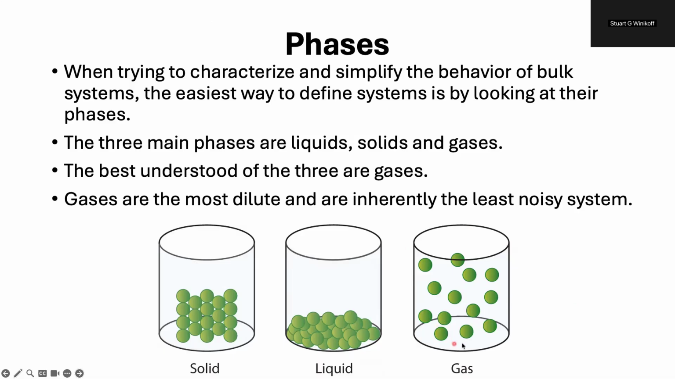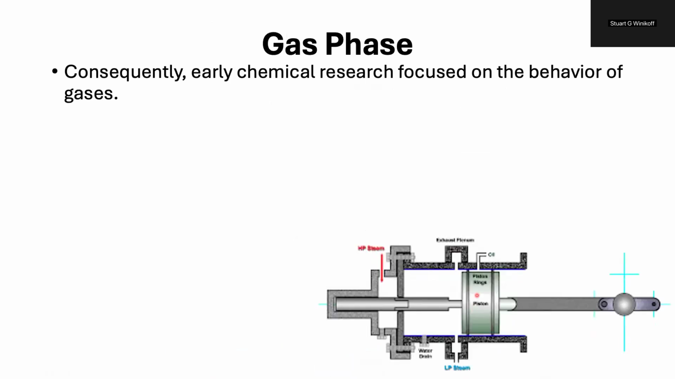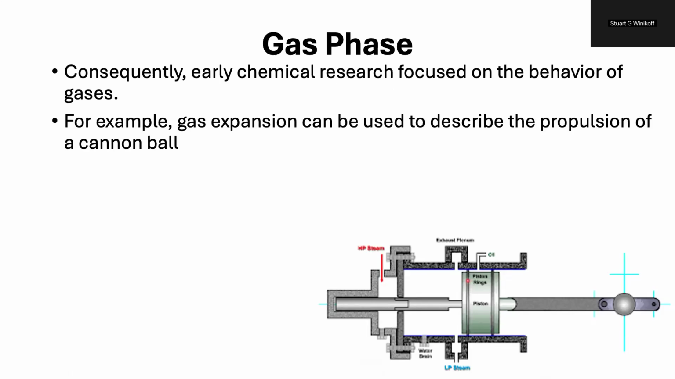Because the biggest thing here is they are the most dilute. Again, they have very low concentrations. And as a result, they tend to have the least amount of noise. Because as we saw in deriving the ideal gas law, the most complicated part of a phase is going to be the molecular interactions. Gases minimize this, making them very well behaved. And it is worth noting that because they're the most behaved, a lot of early chemical research did focus on the behavior of gases over liquids and solids. There was also another big benefit here.